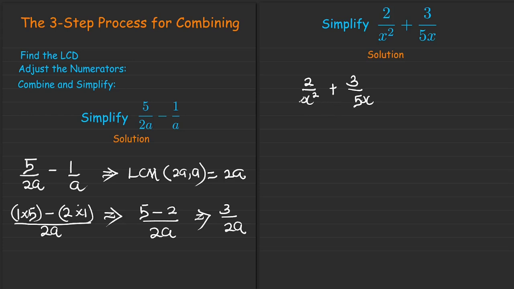So the LCM of 1 and 5 we know to be what? 5. Then we come to the variables. There is x squared and there is x. So the variable with the highest power is the x squared. Hence our LCM becomes 5x squared.